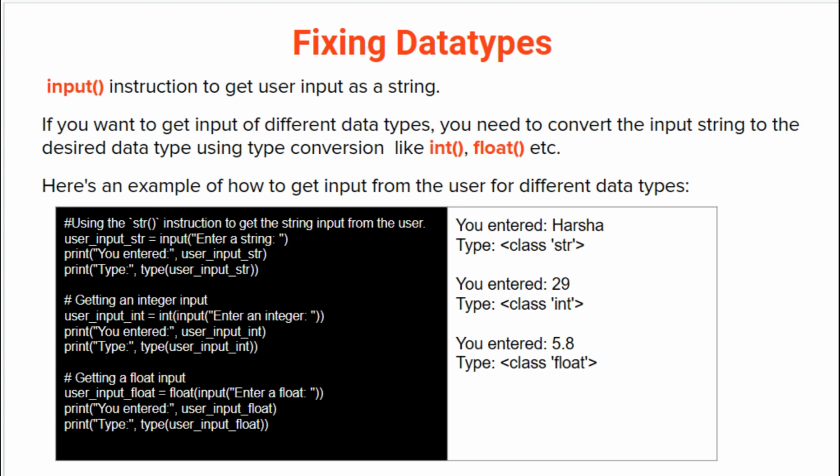If we want an integer as user input, we have to perform type conversion on the input instruction. This is necessary to ensure that we receive the user's input as an integer.